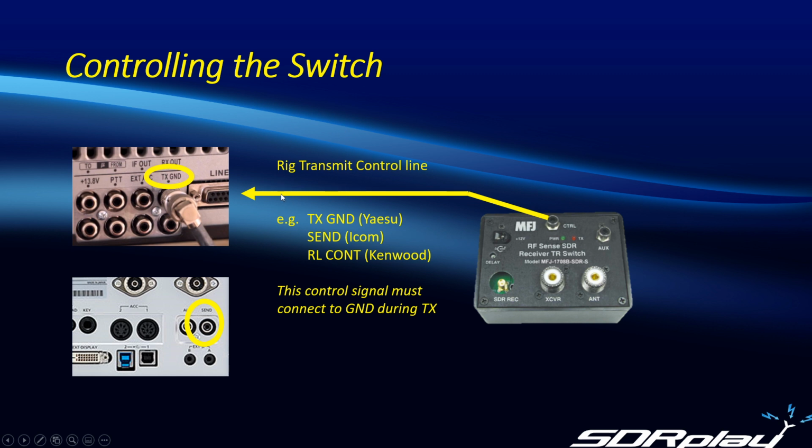And if for some reason you lose this control line, then you still have the added insurance of the RF sense within the switch to protect you. Now there is another alternative. Basically, so far we've talked about rigs that have built-in outputs that you can use, and here we've just shown using an external TR switch to get you to the same point.